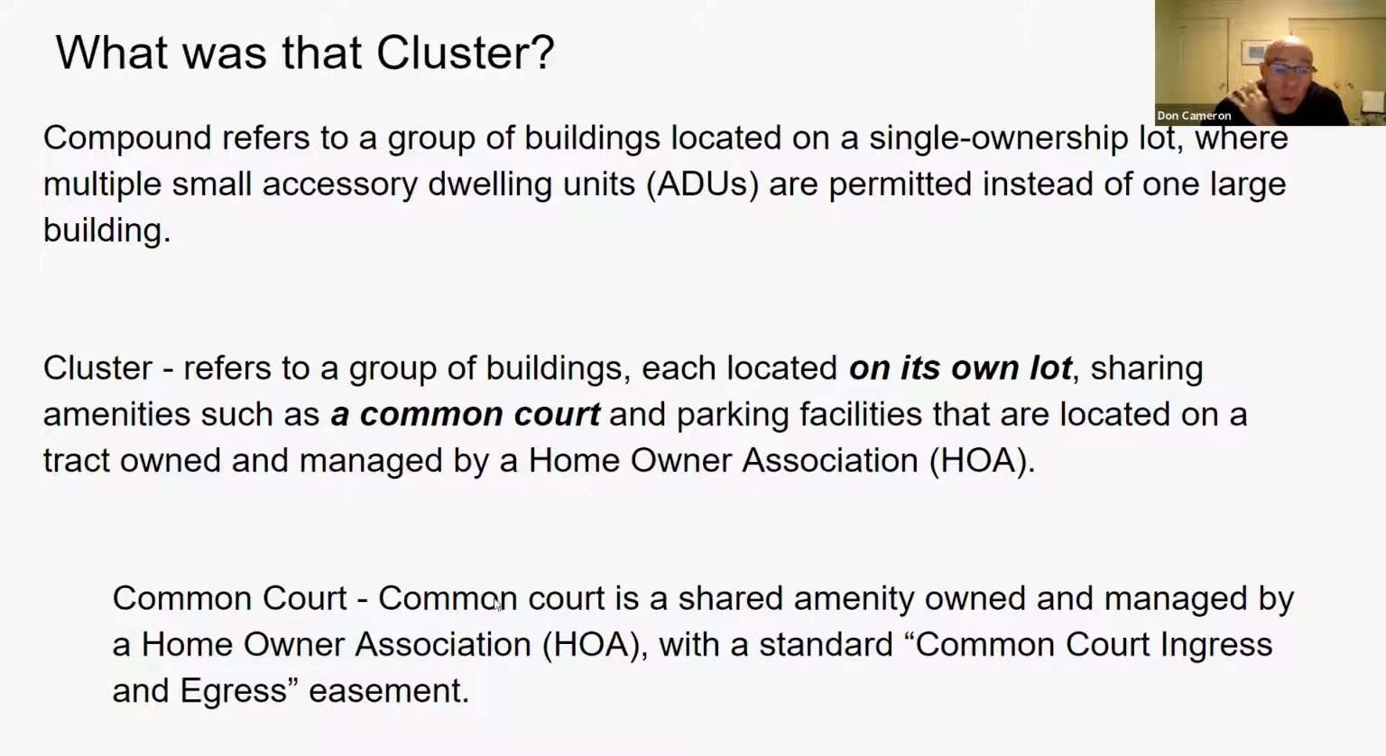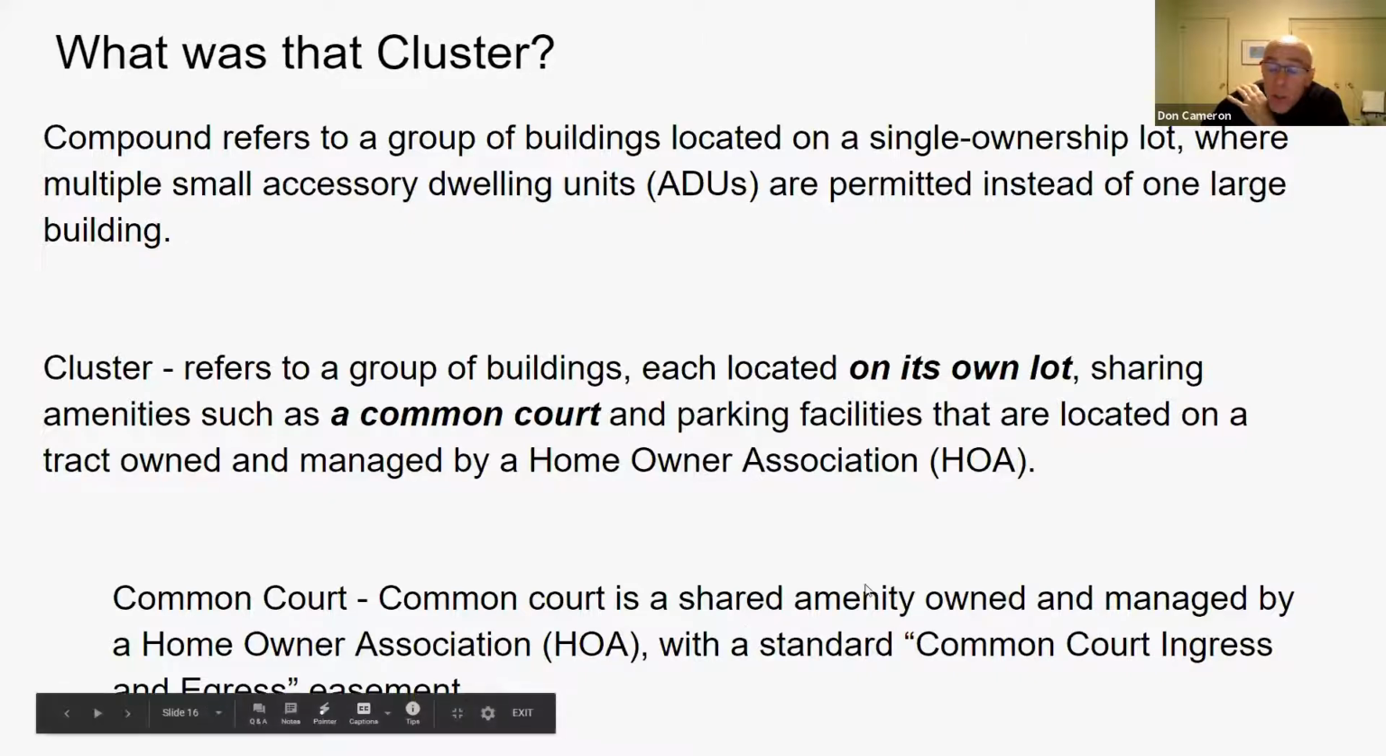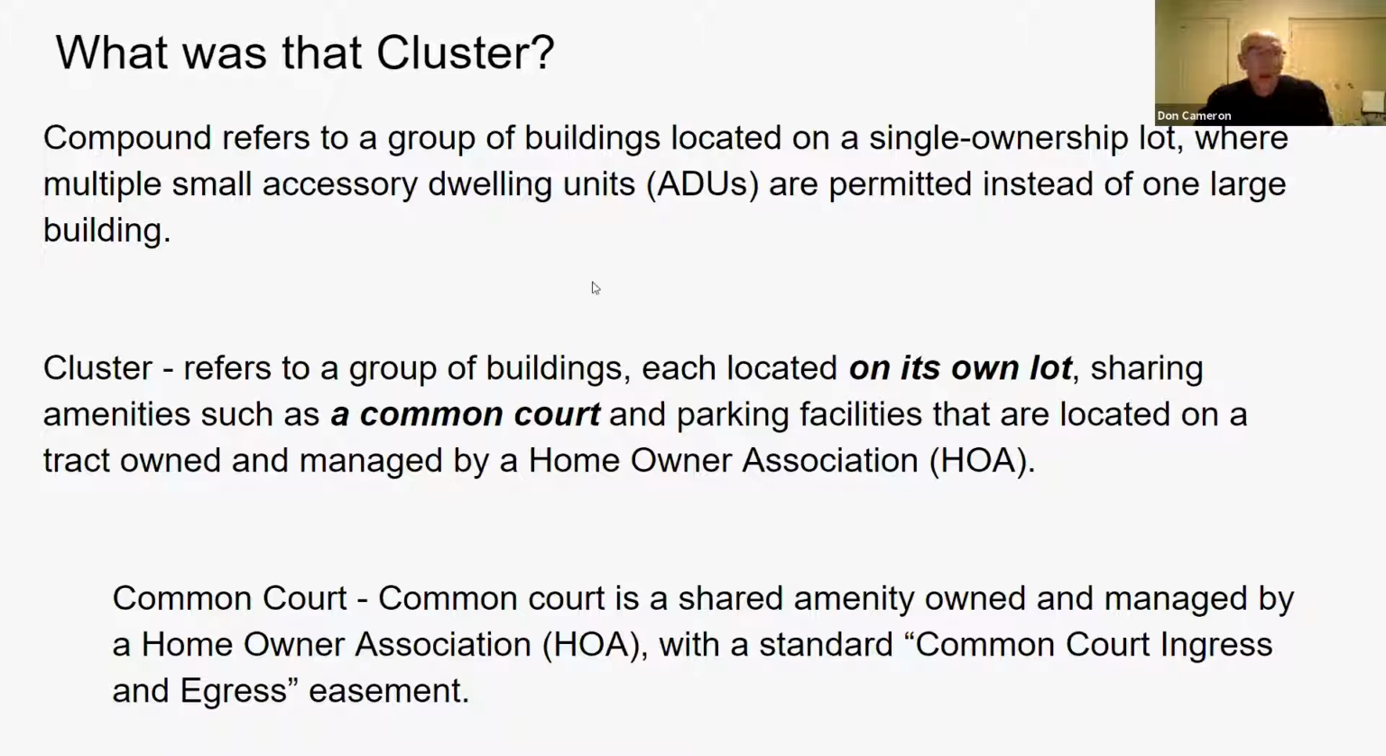What is a common court? A common court is a shared amenity owned and managed by the HOA with a standard common court ingress and egress easement. So what's the difference? A compound is sort of like a single family ownership. You could think of it that way, where a family decides to have grandmother live there and maybe a 3rd generation, and it's just their family compound.